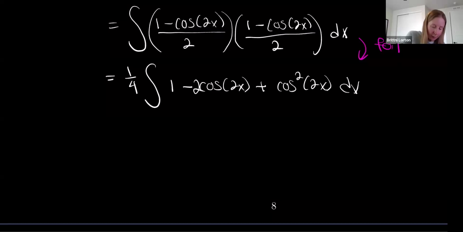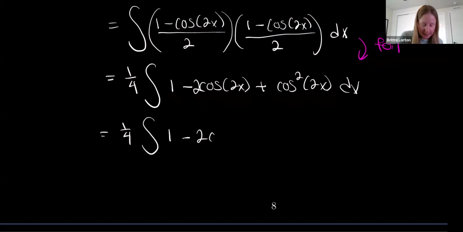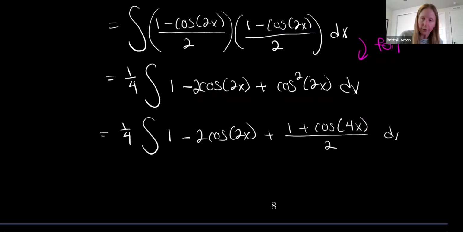Okay, and then I'm going to continue on. The antiderivative of 1 is good. I know that one. The antiderivative of cosine is good. I also know that one. The antiderivative of cosine squared, I don't know. I have to do the trig identity again. So this is going to become 1/4 the integral of 1 minus 2 cosine of 2x plus the trig identity for cosine squared, which is (1 plus cosine of double the angle) over 2 dx.